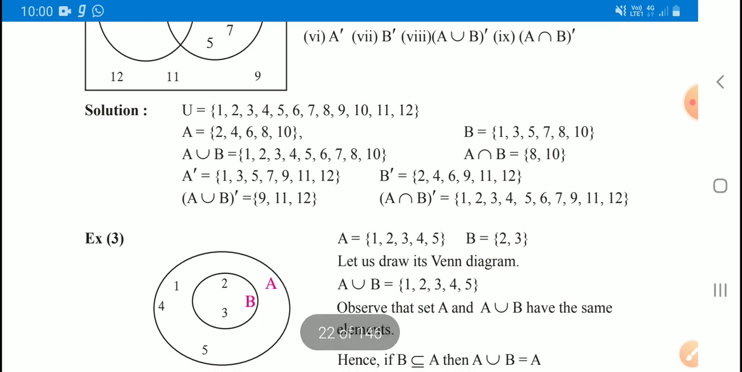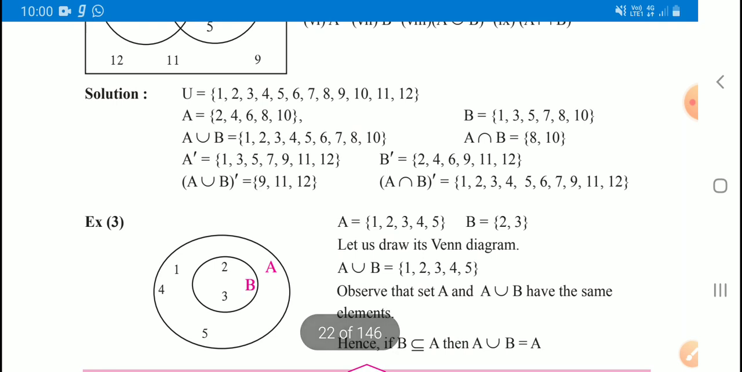Now (A union B) complement. We found A union B. Now (A union B) complement means the elements from set U but not from A union B. So these elements are 9, 11 and 12.